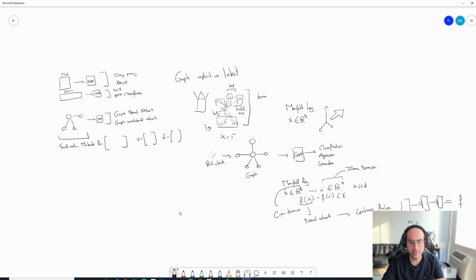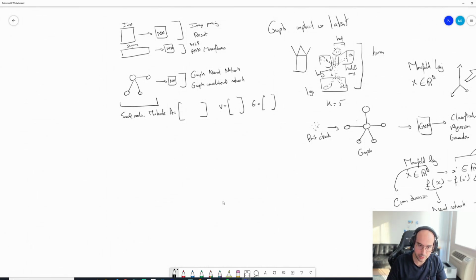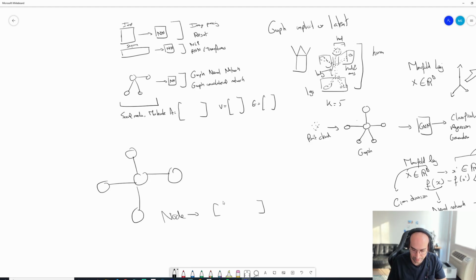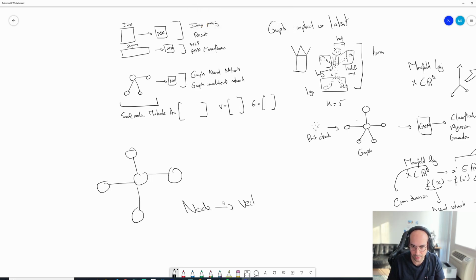So the thing about graphs in general is that if you're trying to find, let's just take this as an example, right? So this is a point. Neural networks only understand real numbers as vectors. So the idea is, how do you turn a node into a vector, right? So we want to go from node to vector.